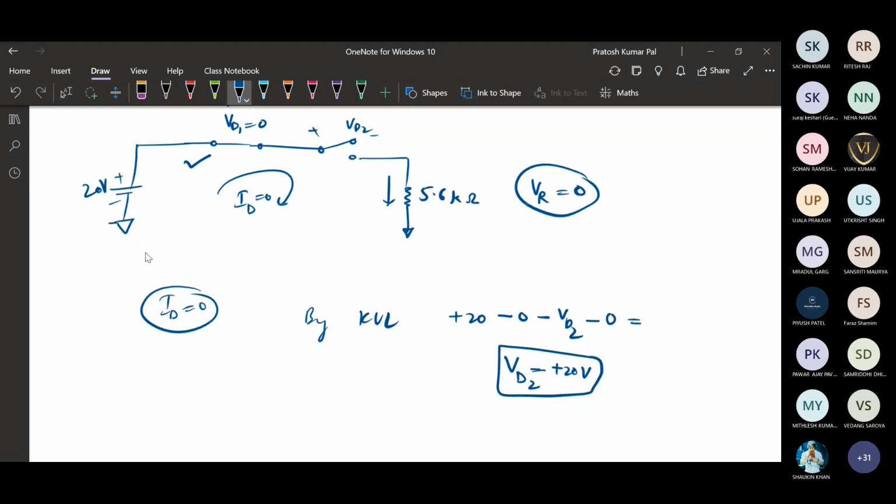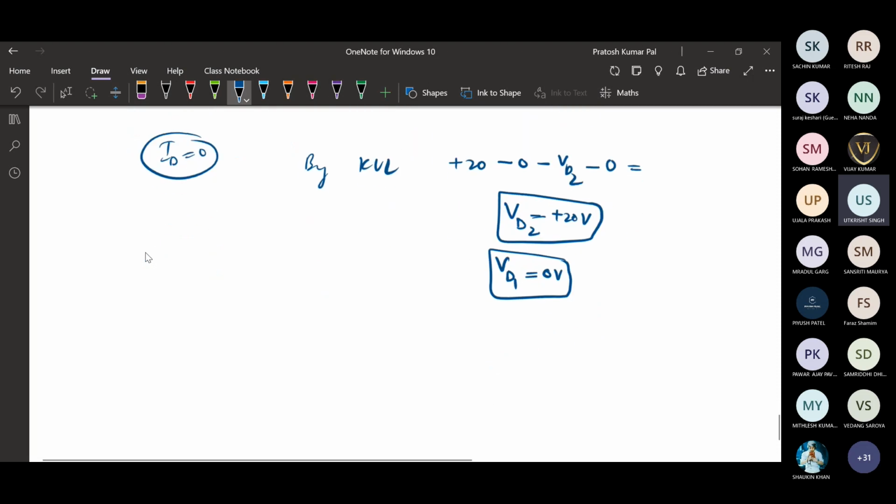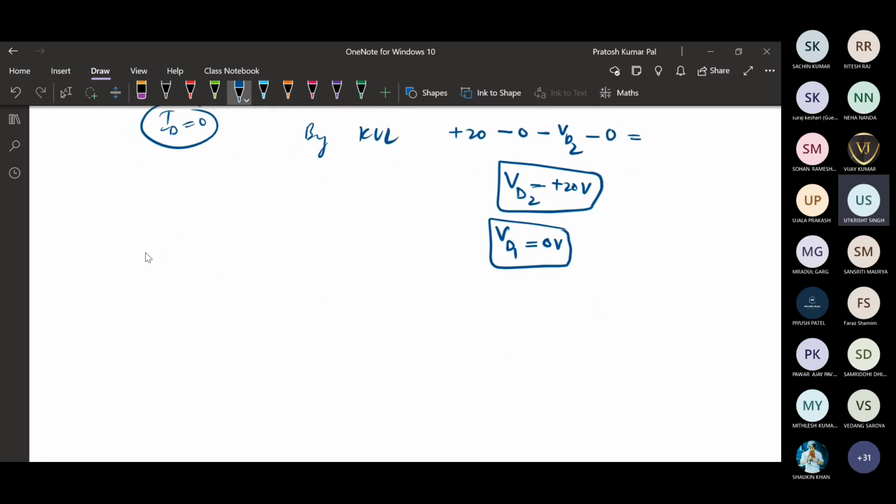So here the voltage drop across diode 2 will be equal to plus 20 volt, and the voltage drop across diode 1 will be 0 volt. So this is how we will do the analysis. This is all about the basic analysis of diode circuits.